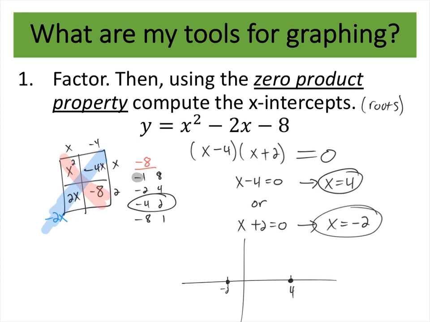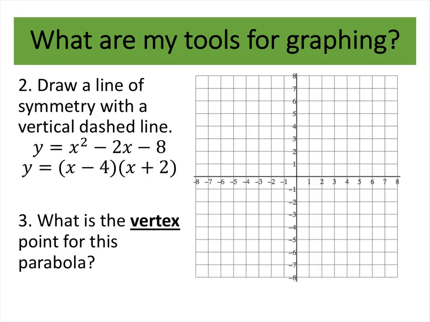We kind of have part of our graph ready to go. When we get it in factored form, we're going to draw at 4, because that was one of our roots. I know it says -4 right here, but remember, when we use the zero product property, we find that it's +4. That's going back to the zero product property if you need to. And our other root is -2 for the same reason.